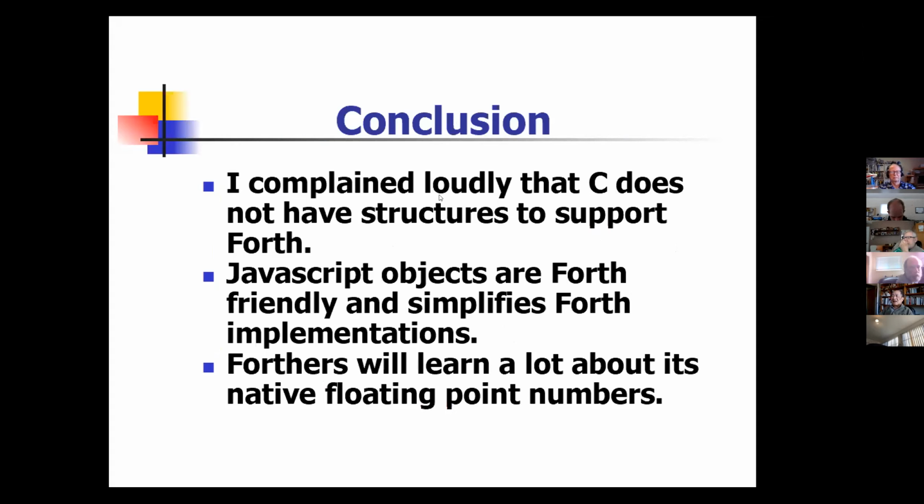Okay, I played loudly as C does not have the structures to support Forth, but Brad has proven otherwise. So I need to learn more about it. JavaScript objects are Forth friendly, which greatly simplifies Forth implementation. And JavaScript uses floating point numbers exclusively. So we all can learn a lot about running things without fixed points.